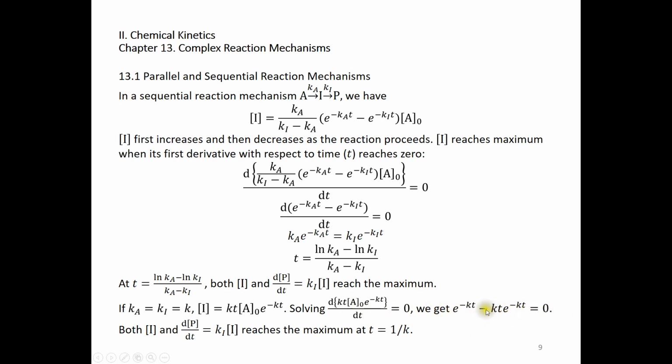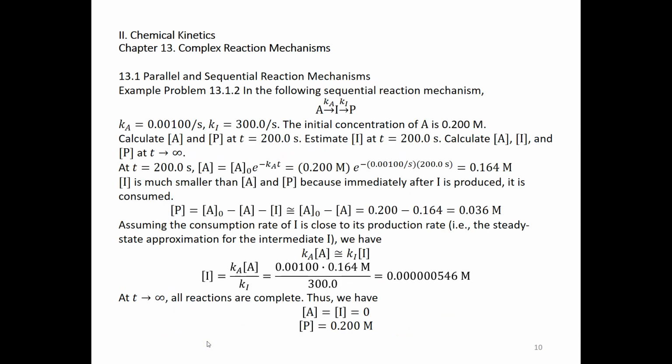When kt equals 1, this is 0. So both I and kI reach the maximum when the reaction time is equal to 1 over k. And when I and kI reach the maximum, of course dP/dt also reaches the maximum. We have the largest reaction rate expressed as the production of P.